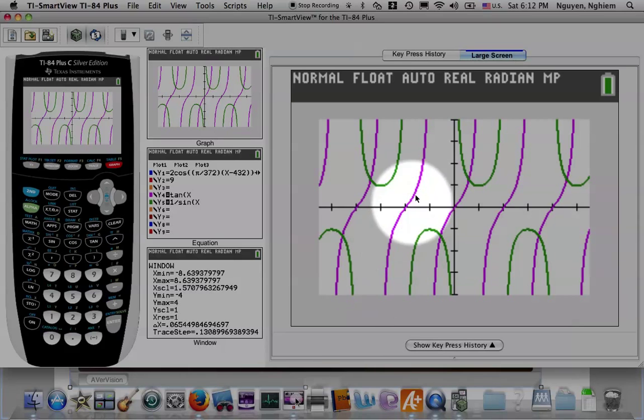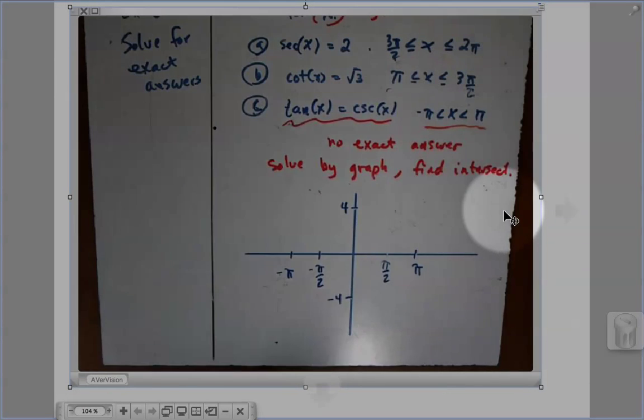I'm going to graph the tangent first. That's all of the purple curves. And I just needed to go between negative pi and pi. I don't need it to do a whole lot more than that.